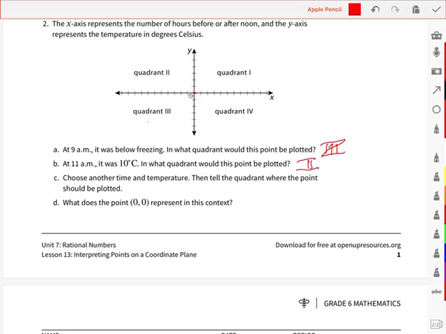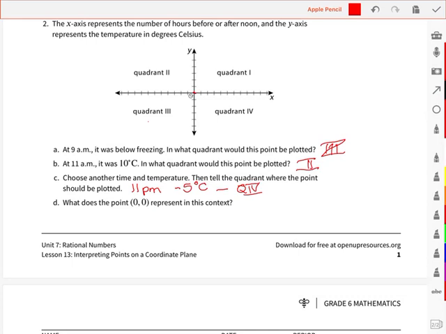Choose another time and temperature and then tell the quadrant where the point should be. So if it was, let's say 11 p.m., and that would obviously be to the right. And if the temperature was, let's say, -5 degrees Celsius, it would be in quadrant 4. But you could do anything there, so you get to choose yours. Just make sure it's in the right quadrant.